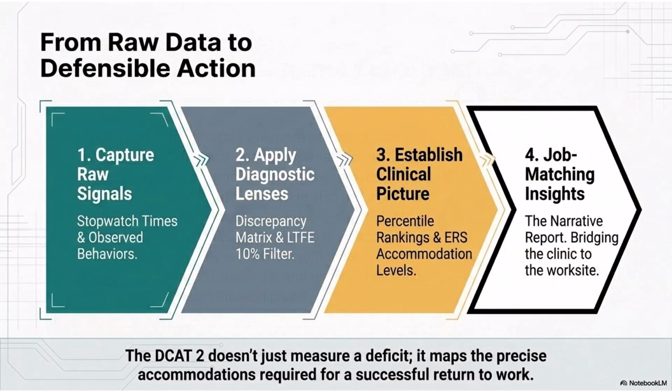To summarize our framework, we follow 4 chronological steps. Step 1. Capture raw signals, the stopwatch times and observed behaviors. Step 2. Apply diagnostic lenses using the discrepancy matrix and the LTFE 10% filter to ensure validity. Step 3. Establish the clinical picture, determining percentile rankings and ERS accommodation levels. And Step 4. Job matching insights, writing the narrative report that officially bridges the clinic to the worksite.